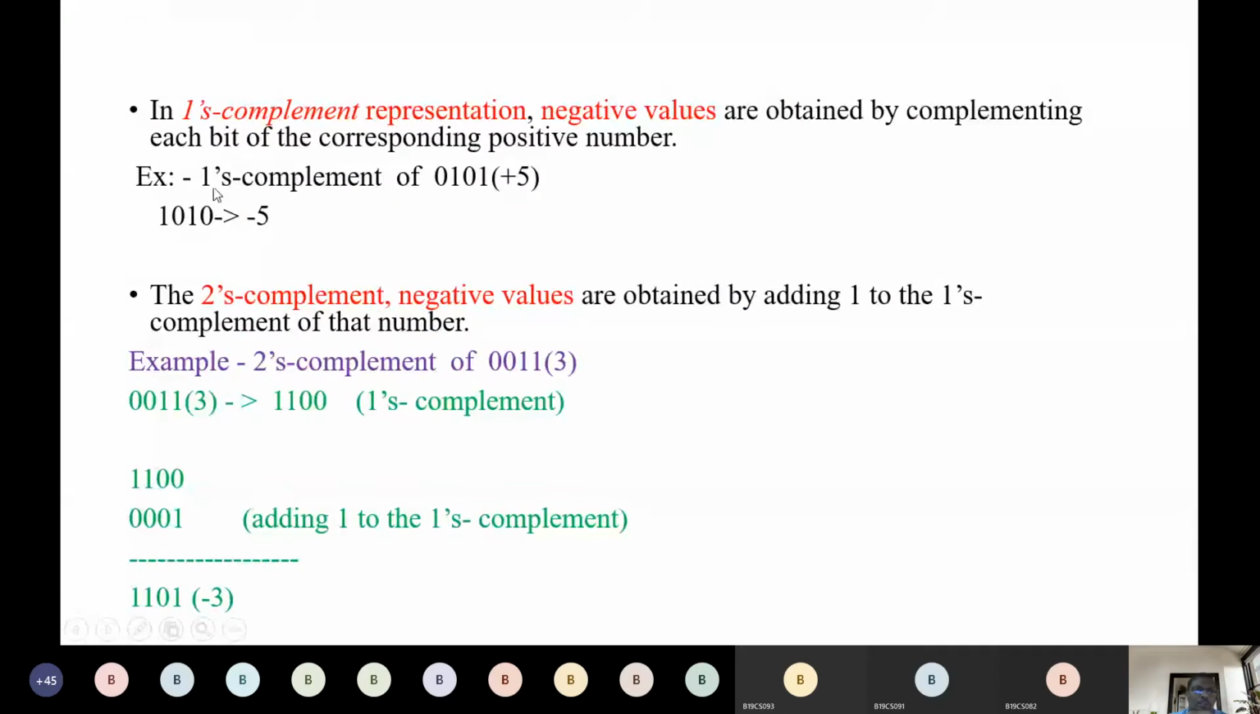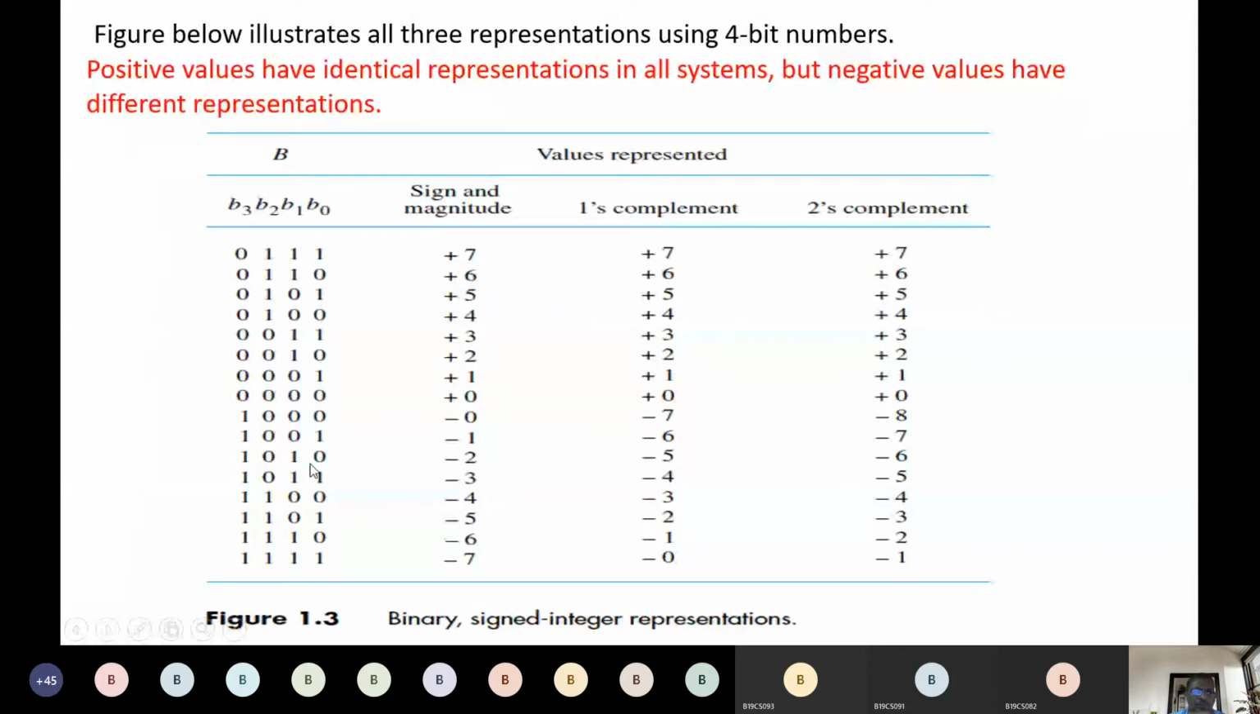So first we will take the plus 5, which is 0, 1, 0, 1 in the binary format. What we do is we complement 0, 1, 0, 1. It's 1, 0, 1, 0. And this 1, 0, 1, 0, we look into the table. So 1, 0, 1, 0, you can see it's minus 5.